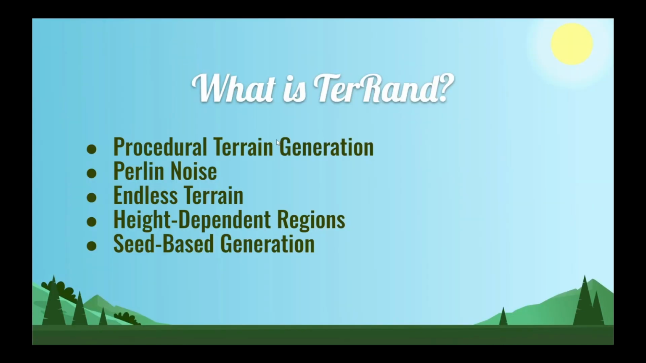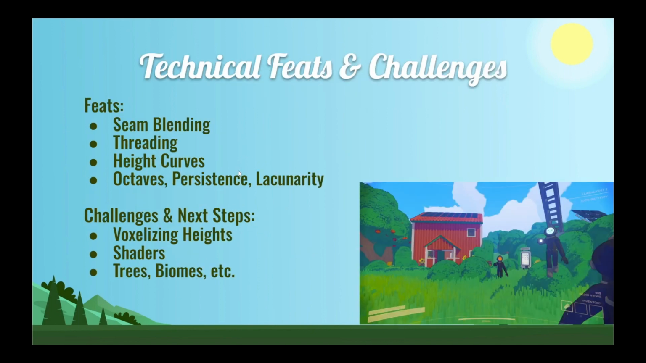So, what is Terrand? Terrand is a procedural terrain generator based on Perlin noise. As of now, we're using Unity's built-in Perlin noise function, but we plan to implement a version of it ourselves. When we generate terrain, it never ends. With our high-end Unity editor, you can create your own regions and mountains. You'll always be able to come back to your favorite maps because of our seed-based generation.